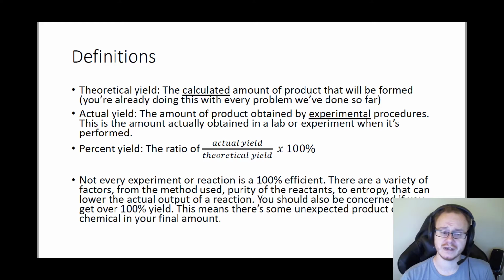The final one is percent yield. This is simply a ratio of actual divided by theoretical times 100%. This gives us an idea of how much we got versus how much we should have gotten.